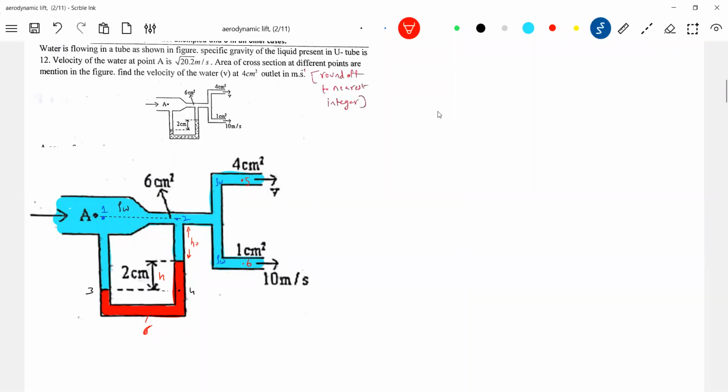A1 V1 should be equal to A2 V2. Whatever liquid comes here, some amount of liquid will pass here, and some amount will pass here. What is the question asked? What is the velocity of this emerging liquid? According to the flow rate idea, A1 V1 should be equal to A2 V2.